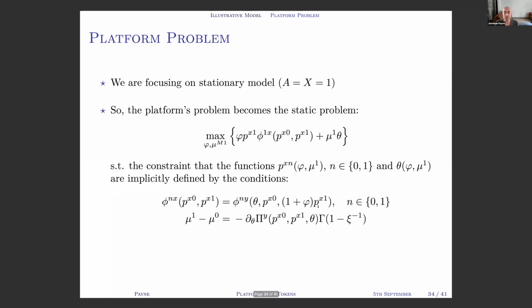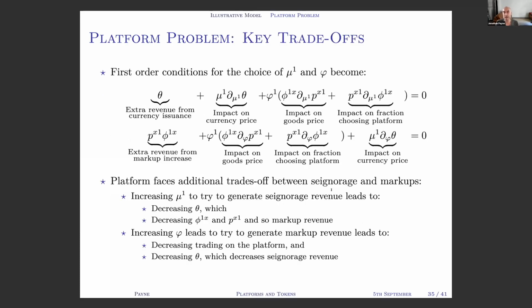Okay. So I guess I'm really running tight on time. Okay, so we can simplify this problem a little bit. And in the end, once we get to the first order conditions here, we start to see these different impacts coming out, right? So we see that when they choose their growth rate of currency, yes, they get extra revenue from the currency issuance. That's partly offset by the fact that when you issue more currency, you decrease demand for the currency, and you decrease the price. That's the second term.